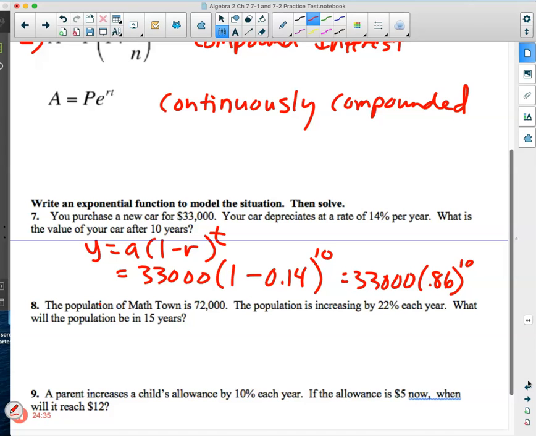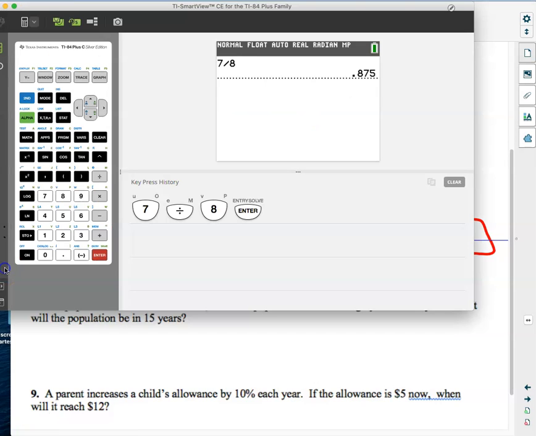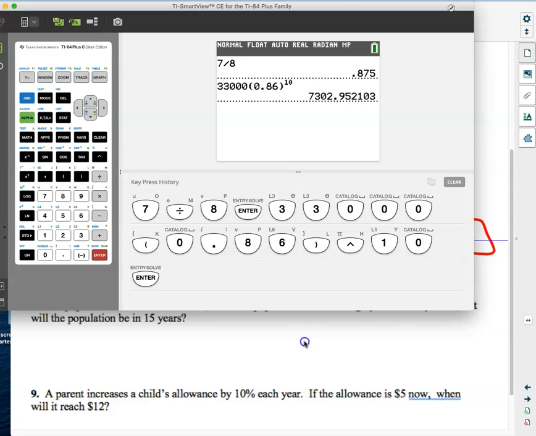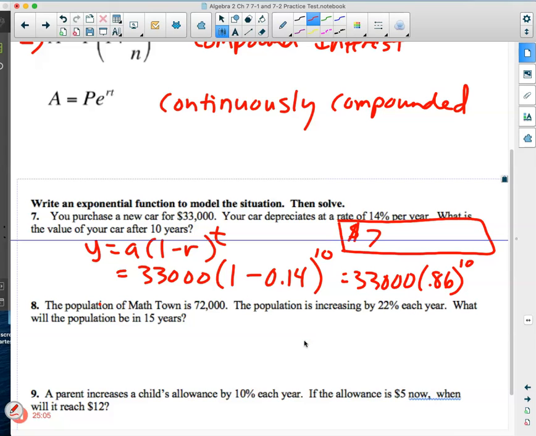I'm going to run out of space here. You know what? I'll make a box for my answer. 33,000 times 0.86 to the 10th. Again, we're just going to round dollars and cents. So $7,302.95. There's our answer. So there's the third point. Can you punch it into the calculator right? To get the answer. So depreciation, only formula that has a minus in it.